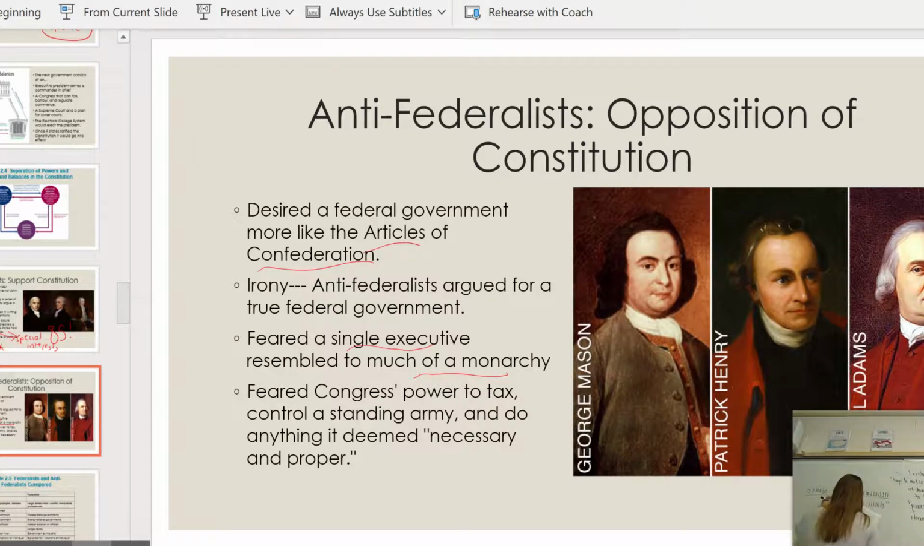Basically, the government has the power to make all laws which shall be necessary and proper for carrying into execution the foregoing powers. Okay? This basically means, guys, that the government can pass any laws that they think are necessary and proper to upholding the Constitution.